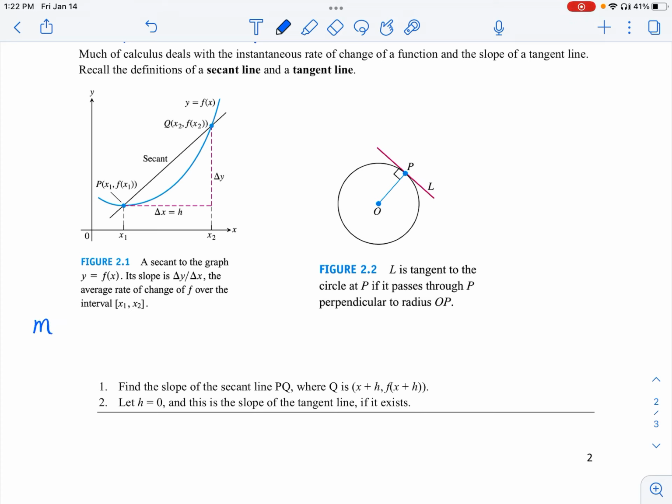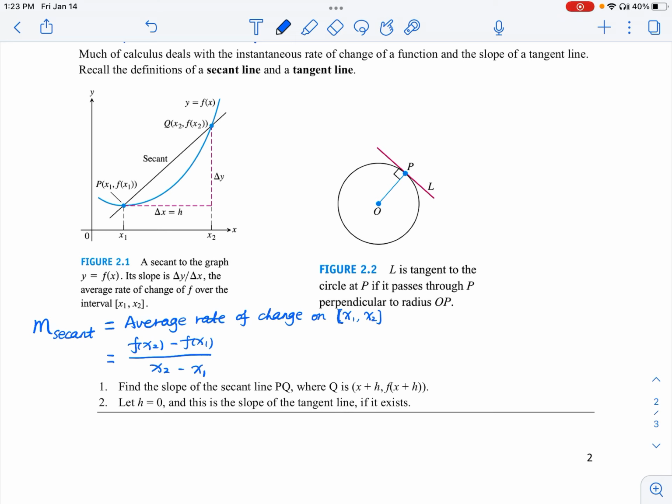Slope of the secant line is the same as average rate of change on x1, x2. And what we do is we can use f(x2) minus f(x1) divided by x2 minus x1. This is how we find the slope of a secant line.